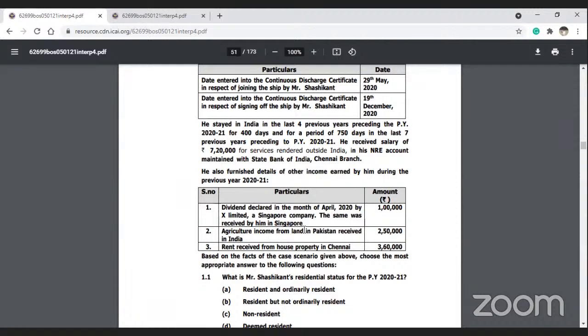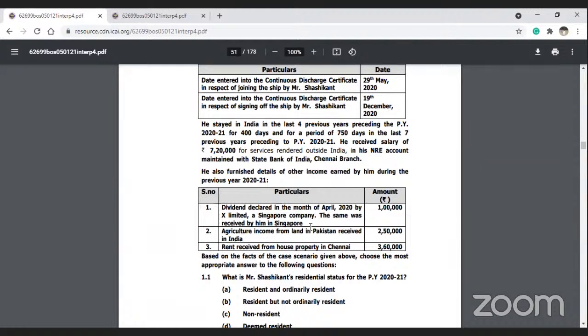Yes, dividend declared by X Limited. Yes, in my note it is given Indian company. X Limited is Indian company. Yes. So they have clearly stated that Singapore company. Yeah, here they have said Singapore company. No, so I have mentioned included this.